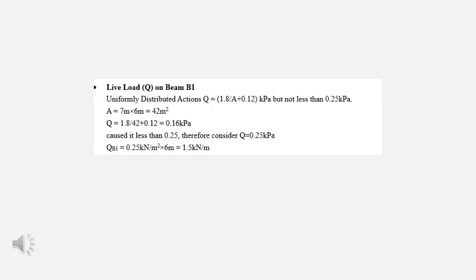Next, we calculate the live load Q. So the formula is Q equals 1.8 divided by A plus 0.12, where A is the area. So we got 0.16, but the minimum is 0.25, so we consider it as 0.25. To get the Q for our beam specifically, we have to multiply by the length, which is 6 meters. So in the end, we get 1.5 kilonewtons per meter. And we repeat this step and the G step for beam B2 as well.